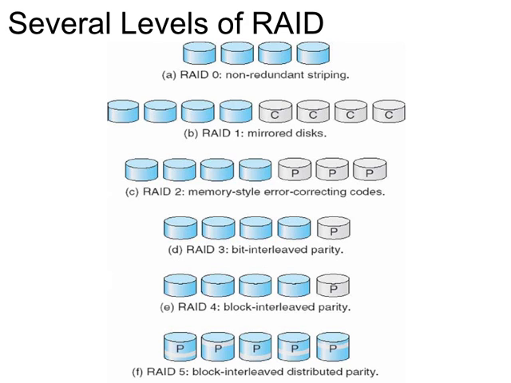But the thing to note here is that the blue disks here represent the data disks where actual data is stored, and the gray disks represent the parity disks or where additional redundancy related information is stored. And sometimes, as in the case of RAID 5, the redundancy information may be interleaved with the data itself.